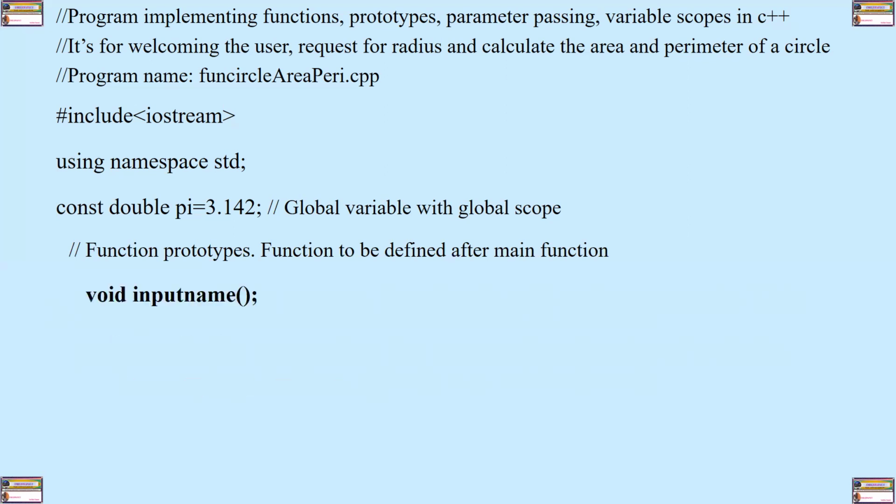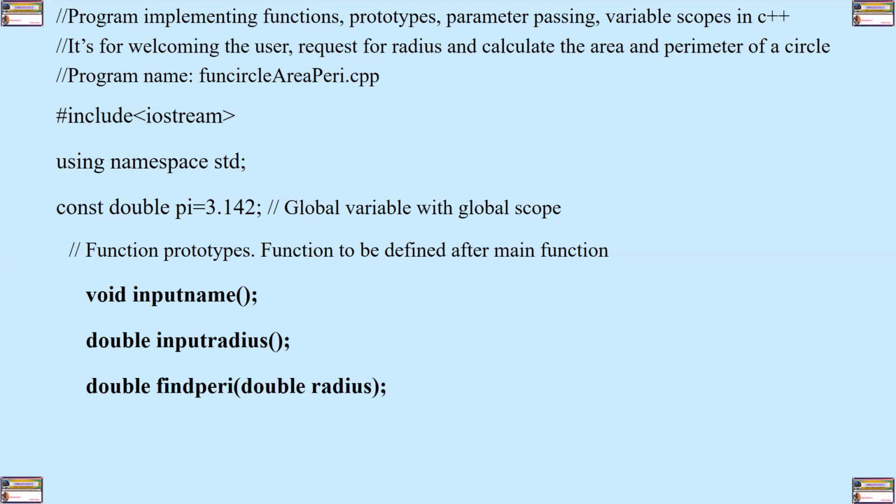Then it's good to remind you, we have seen that the first one is a void function. It's not going to return any value. The second one is input radius. It is going to return a value, but these two functions, input name and input radius, are not receiving any parameter. Then we have our next prototype, which is double find peri, double radius.